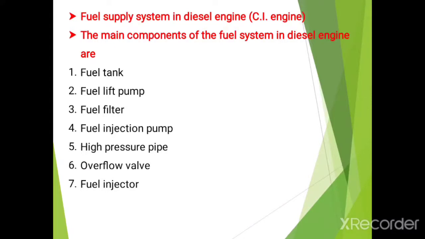Now there are main components of the fuel system in diesel engine. Let's see them one by one. That is the fuel tank, obviously to store the fuel, then the fuel lift pump to lift the fuel, then the fuel filter, then the fuel injection pump, then high pressure pipes, then the overflow valve, and the last one, the fuel injector.